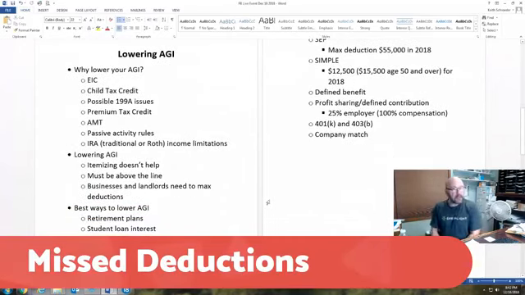Now we want to go into the next section here a little bit, and this is on lowering your adjusted gross income. And here's why this is so important.